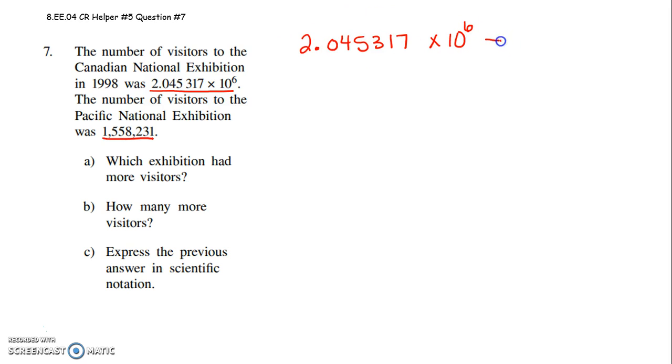It's given in scientific notation, and I'm going to put it in what's called standard form. It means I'm just going to write it like a regular old number that we'd see anywhere. So I have to take this decimal point. This is going to be a big, huge number, so I'm going to move it 6 places to the right. 1, 2, 3, 4, 5, 6. We don't want a bunch of decimal points running around in our number. We know our new location of our decimal point is right there. So we get 2,045,317.